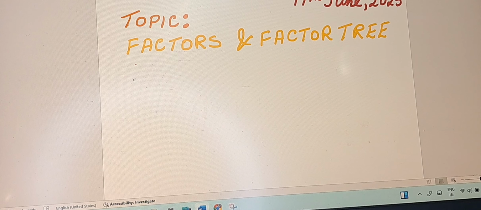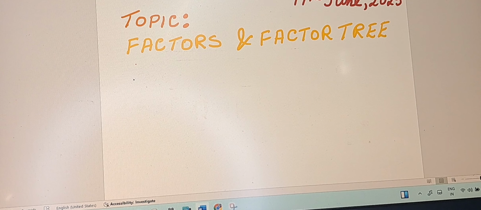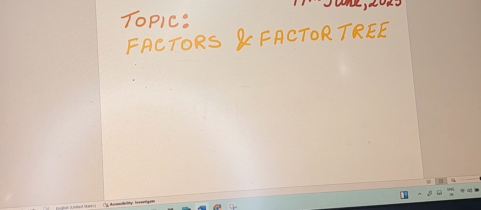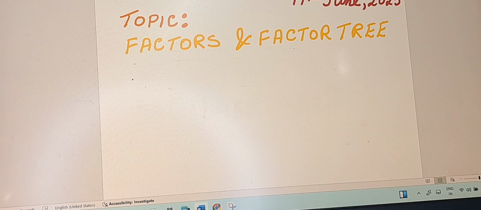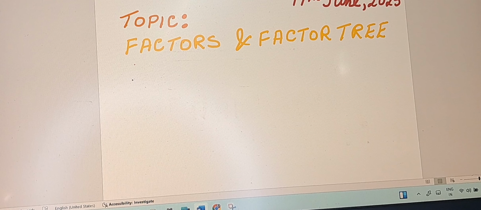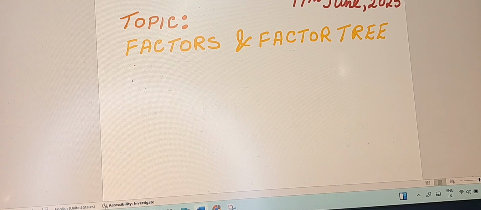Again, I am repeating, factors are those numbers that multiplied together to find a product. One more definition of factors: factors of a number are those numbers that divide it completely.